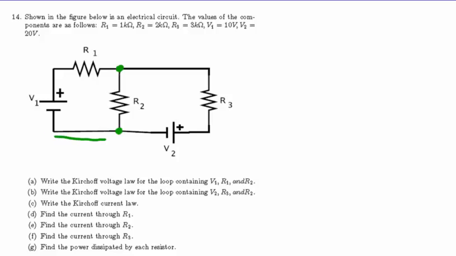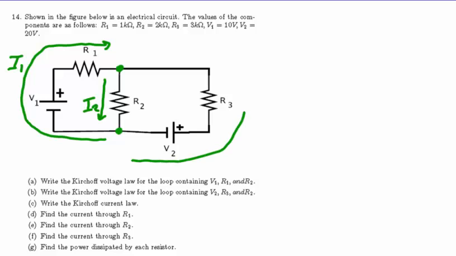Going from the bottom junction to the top junction through the first battery and resistor R1, we're going to call that current I1. Going down through the second resistor, we're going to call that current I2. And finally, going around through the second battery and the third resistor, we'll call that current I3.